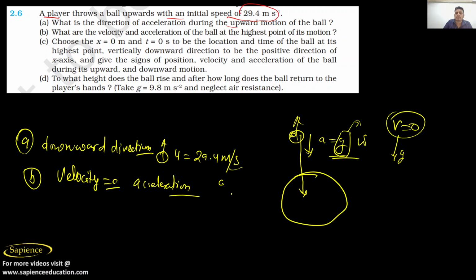Why so? Because acceleration due to gravity is always acting downward only, no matter where the object is going, either upward or downward. Acceleration due to gravity is permanent and constant, and it will always act toward the center of the earth, so acceleration acts in the downward direction. Okay, so I hope you have understood.